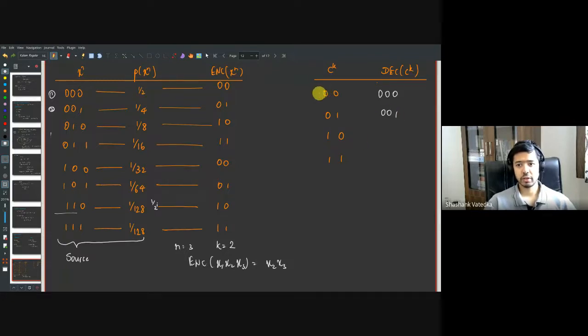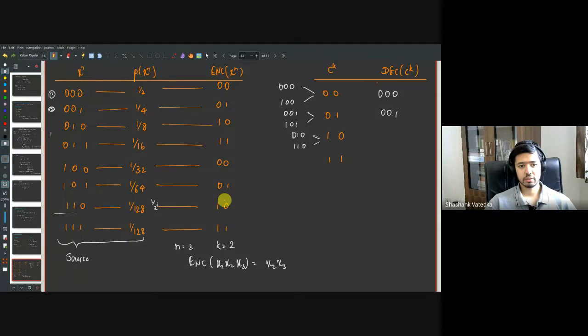So corresponding to 00, remember that for the compressed sequence 00, if you look at this particular table, the actual source sequence could have been 000 or 100. Similarly, for 01, it could have been 001 or 101. And for 10, it could have been 010 or 110. And the same for 11. Right now, there is no way of finding out whether it was actually 000 which occurred or 100. The first bit is completely lost forever.